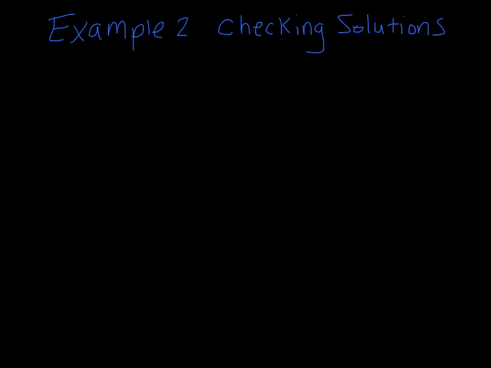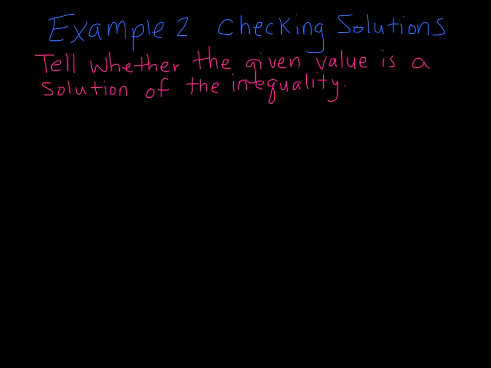Alright, example 2 is checking solutions. Again, this is very similar to what we had in the past. They're going to give us what the value of x or y or z is in this case, and we tell whether it's a solution or not. Our directions for this one look like this. Tell whether the given value is a solution of the inequality.